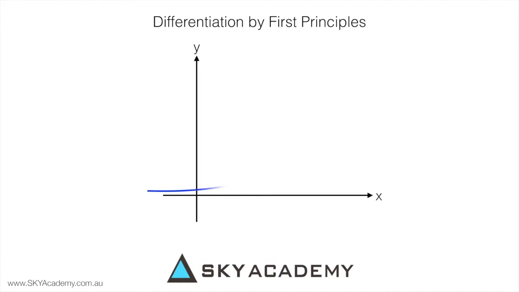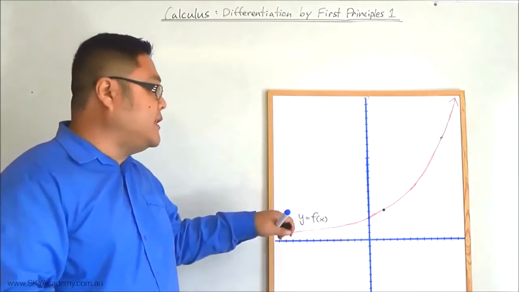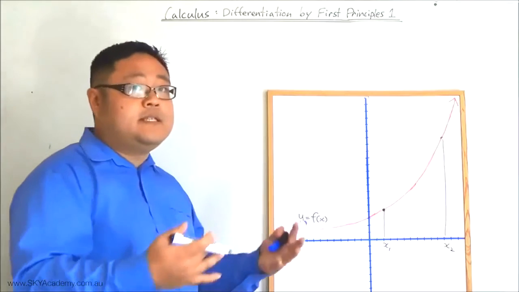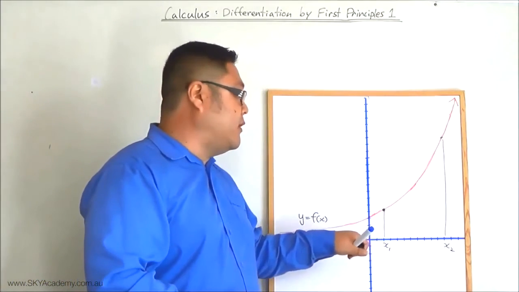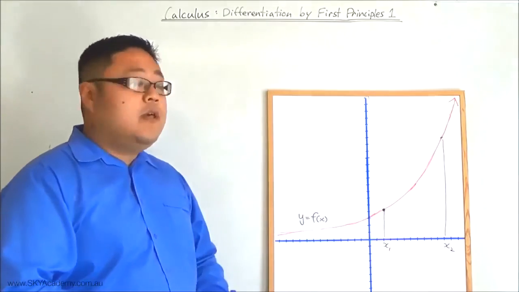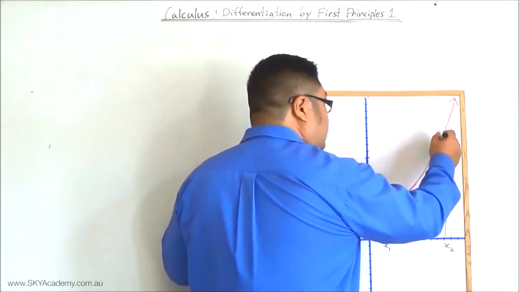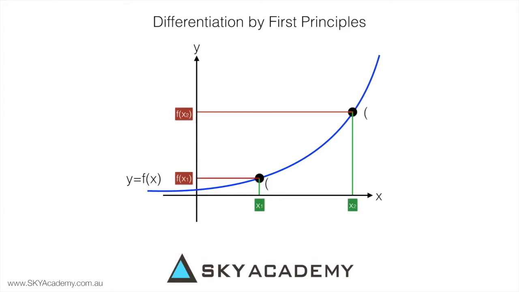Imagine if we have a curve that looks like this, and let's call this curve y equals f of x. You have 2 points, let's say the horizontal components are x1 and x2. Then what does that say about the y-axis? The y-coordinates will be f of x1 and f of x2.